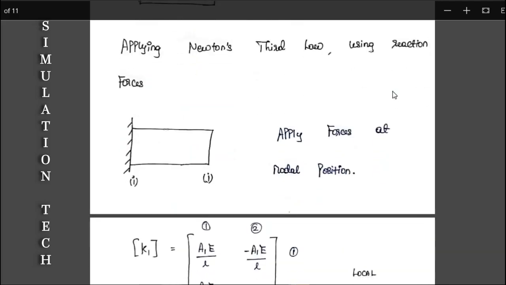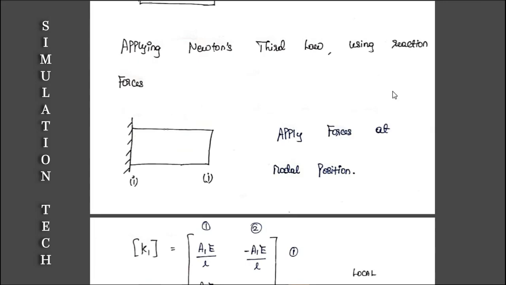Okay, so applying Newton's third law using reaction forces. How do I find a stiffness matrix using Newton's third law? What I do here is separate this into two sections. This is my first segment, right? Don't confuse this with the I and J terms. The Newton's third law method is very easy. We have another method called I and J also, which is also easy, but it's a little hard to understand the concept, right?